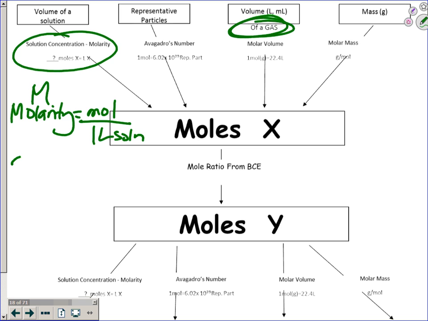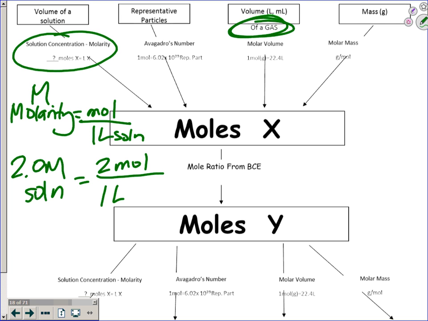So if I had like a 2.0 molar solution, that means the 2 goes with the moles, so that's 2 moles, over, what is it, 1 liter. So 2 moles of substance, I'm going to say 2 moles of sodium chloride. So that's 2 moles of sodium chloride in 1 liter of solution. Okay? So basically what I have given you is a conversion factor. Molarity is just a conversion factor. That's it.